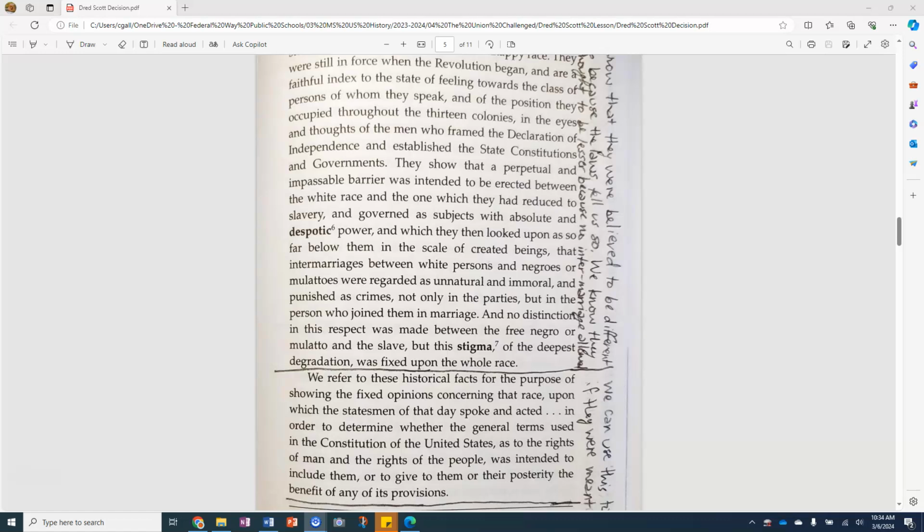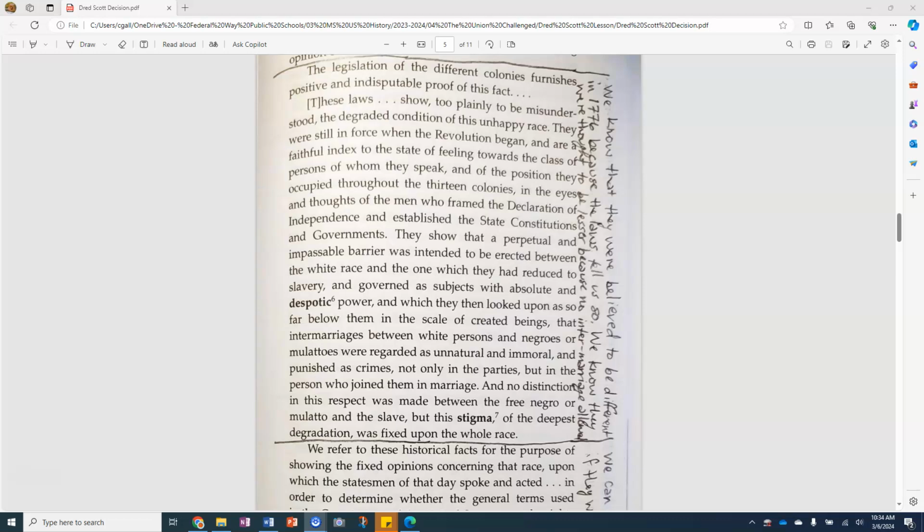They show that a perpetual and impassable barrier was intended to be erected between the white race and the one which they had reduced to slavery, and governed as subjects with absolute and despotic power, and which they had then looked upon as so far below them in the scale of created beings, that intermarriages between white persons and Negroes or mulattoes were regarded as unnatural and immoral and punishable as crimes, not only in the parties, but in the person who joined them in marriage. And no distinction in this respect was made between the free Negro or mulatto and the slave, but this stigma of the deepest degradation was fixed upon the whole race.